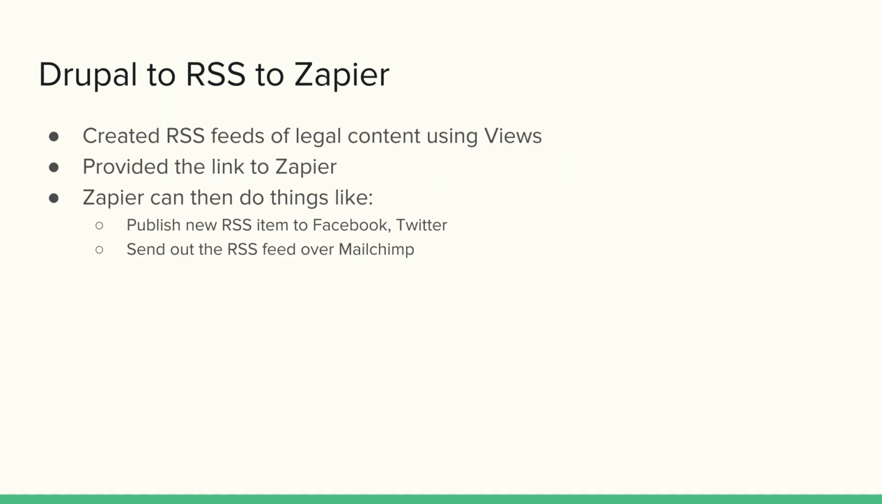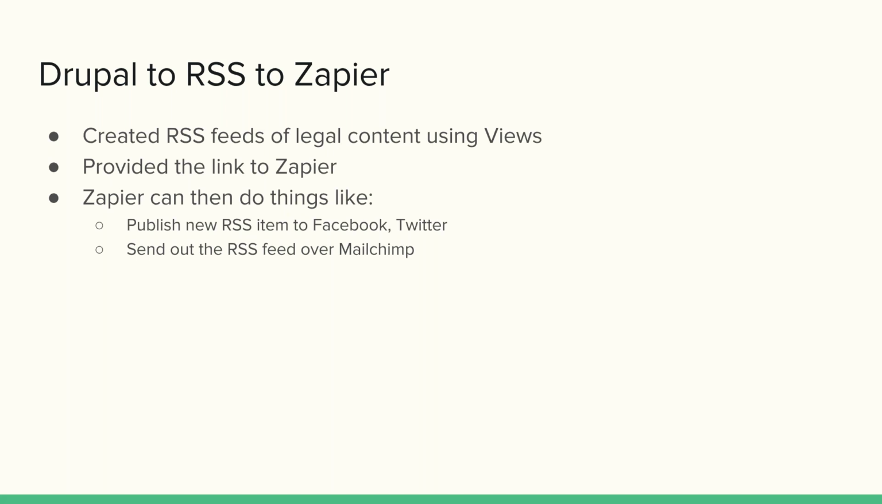And the last integration I'm going to talk to is just a very simple one that we've done. Our content director wanted to be able to automate publishing of legal content on Facebook and Twitter and over MailChimp. And so we created just an RSS feed using views. That's something that doesn't require any coding at all. I don't even think it requires any contributed modules beyond the views module itself, which most everybody has.